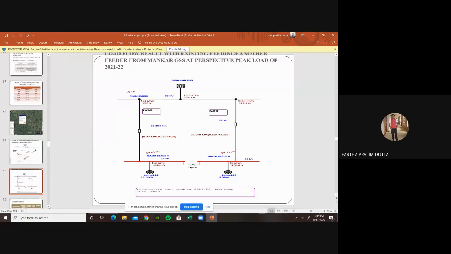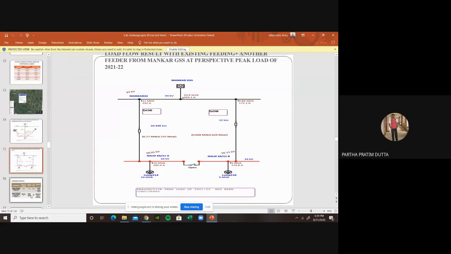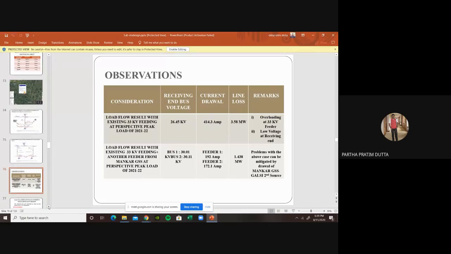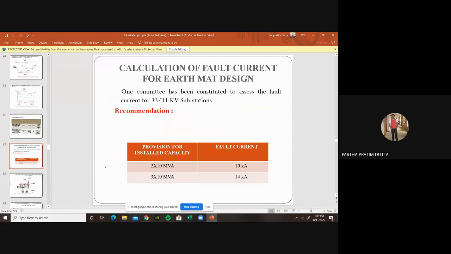Initially, at the inception, during the deliberation, I was showing why this design is needed from our part, and it is being expressed over here, how it is being done. Next, I am showing you the calculation of fault current of ATMAT design. It's very important. For 2 into 10 MVA, fault current is 10 kiloampere. 3 into 10 MVA, fault current is 14 kiloampere.